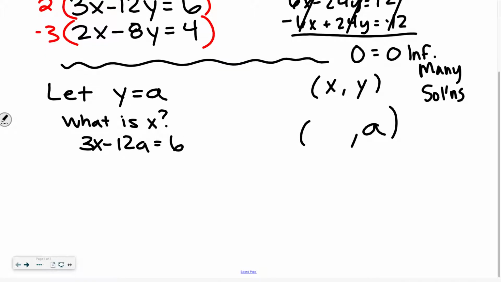Okay. What thing do you want to find in the ordered pair? x. So you want to solve for x. This is where it gets tricky. Sometimes people start solving for a's. You want to solve for the variable you want to put in your ordered pair. So how would you get the x all by itself? Add 12a to the other side, so we have 3x equals 6 plus 12a. And divide by 3. And so whenever y is A, x is 2 plus 4a.